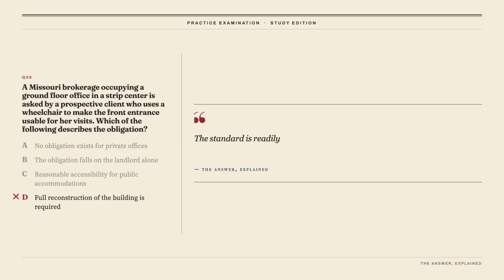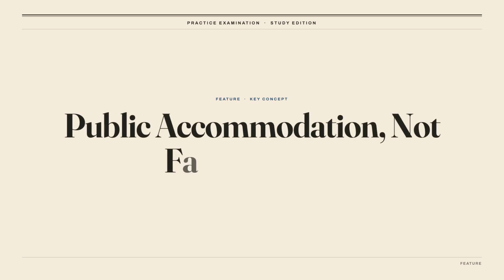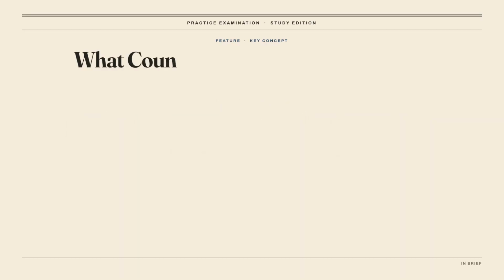D is wrong because the standard is readily achievable removal of barriers rather than wholesale rebuilding. Cost and feasibility are part of the analysis for existing buildings. A brokerage office is a place of business open to the public, not a dwelling. That single distinction determines which law applies, not fair housing law, but the law governing public accommodations.